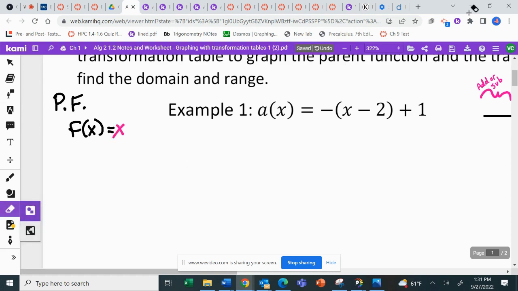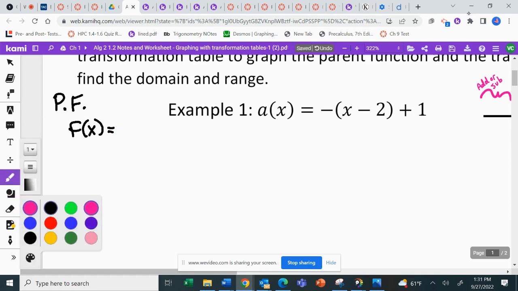Oops, I didn't mean to make that pink. I meant to make that black. There we go. So our parent function is just f of x equals x. That is what shape when we graph it? Line. This is a line, okay? Then what we're going to do is look at our transformations. The order doesn't matter, but I'm always going to write them down in the order from left to right through the equation.